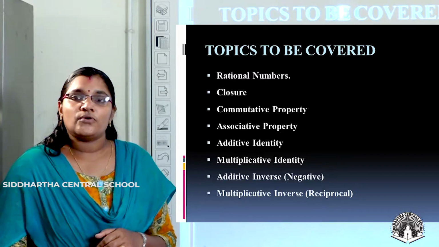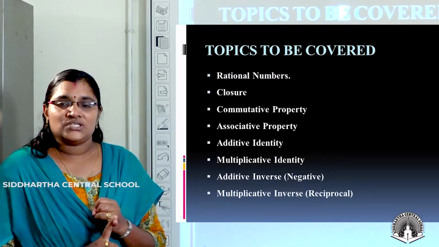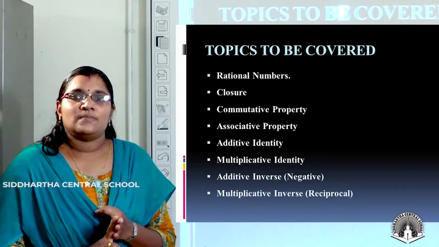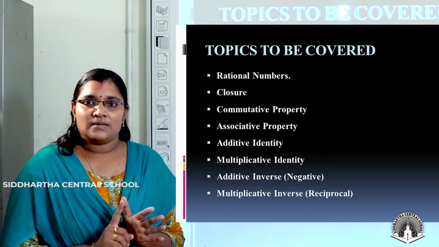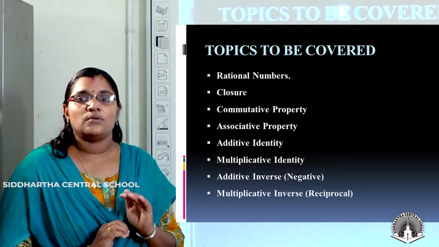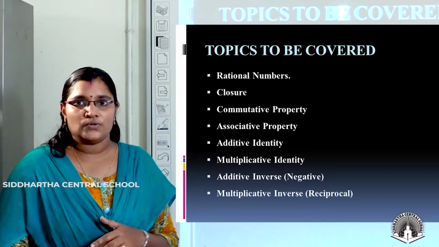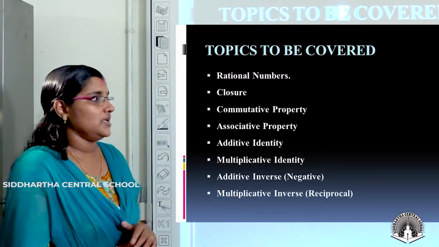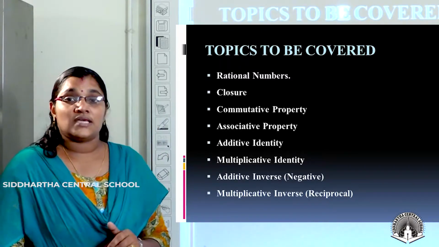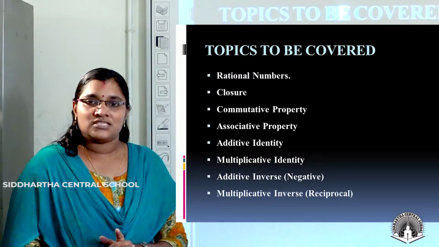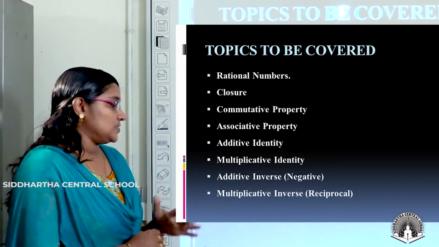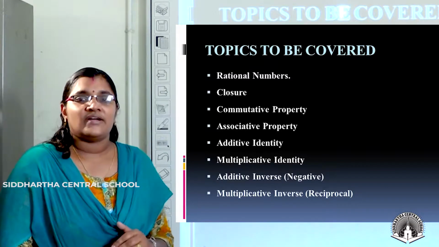We have four operations: addition, subtraction, multiplication and division. We have to check all these operations for closure property. The third is commutative property, where we also check these four operations. Then associative property, then additive identity.